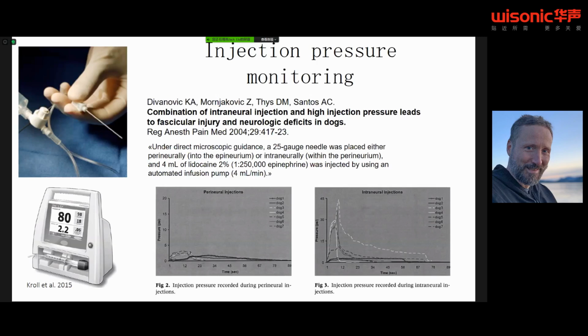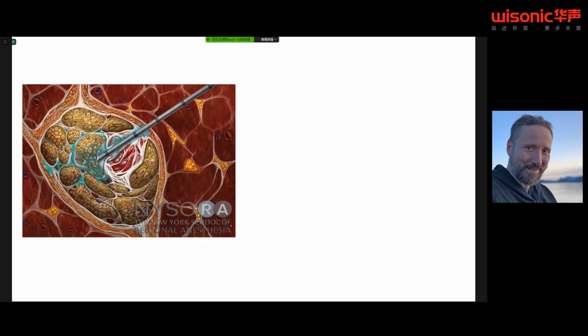So this would indicate that high injection pressures are associated with a higher risk to harm the vital structures of the nerve. The situation is nicely illustrated on this figure from the NYSORA website. You can see that the needle tip is beyond the perineurium, within the axons, and in such a situation we would expect a high injection pressure above 15 psi, and we would of course immediately stop injecting when our pressure monitor shows such high pressure.